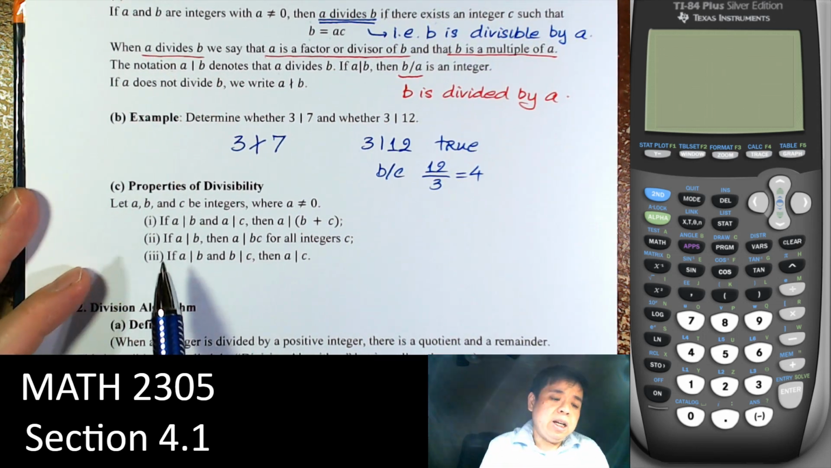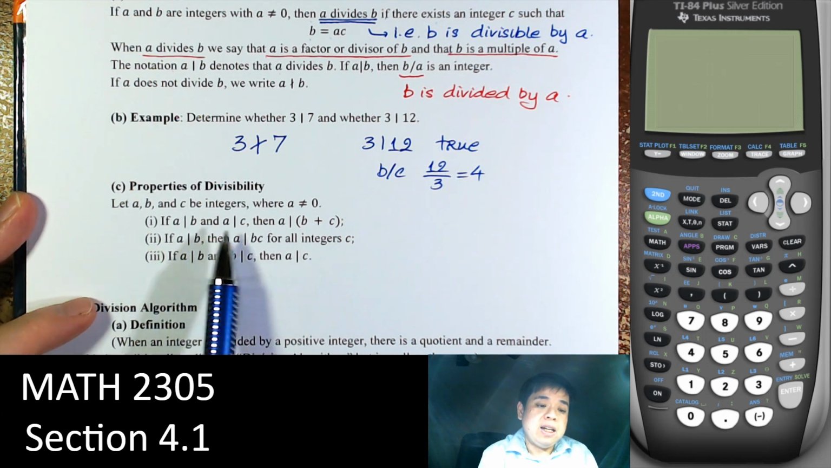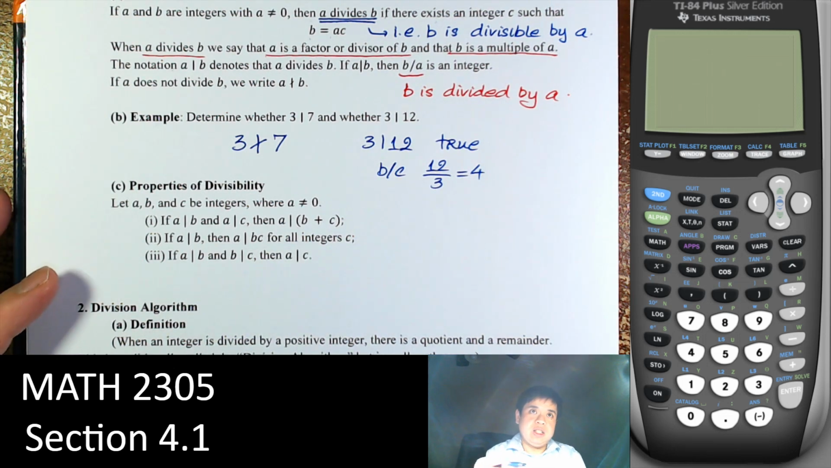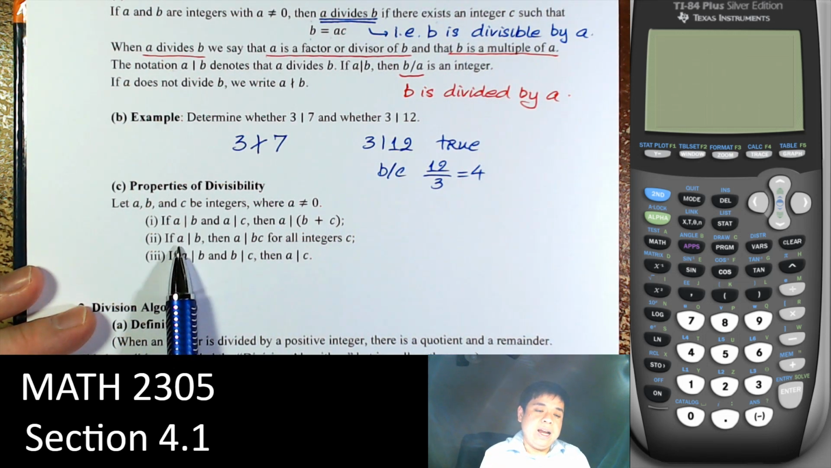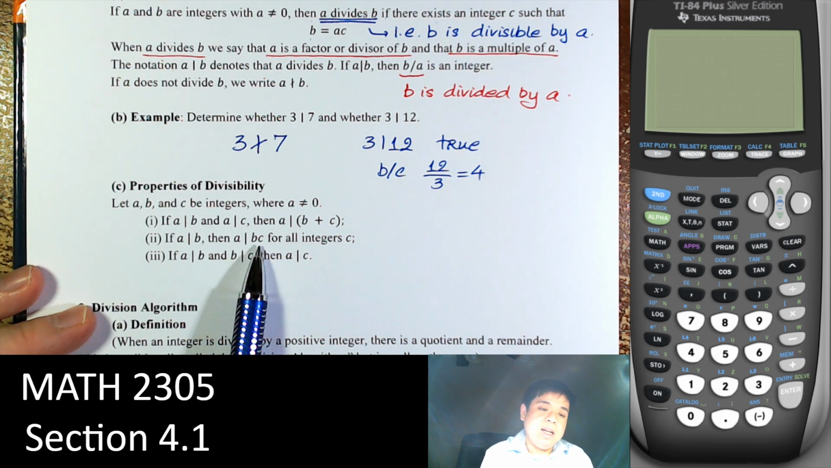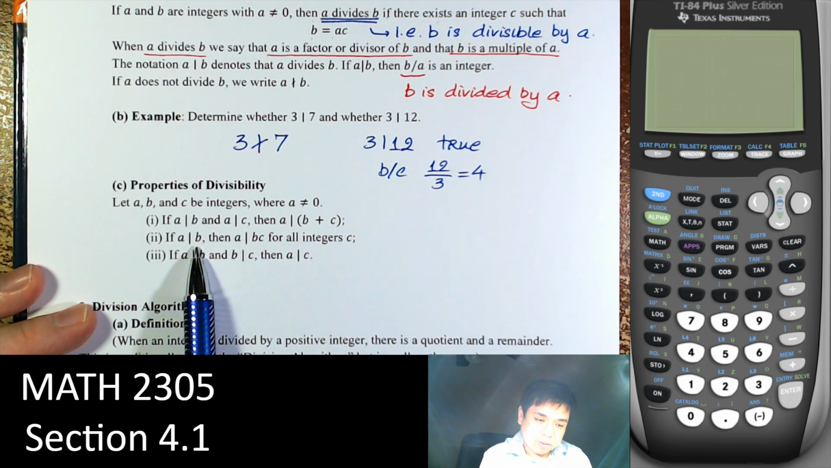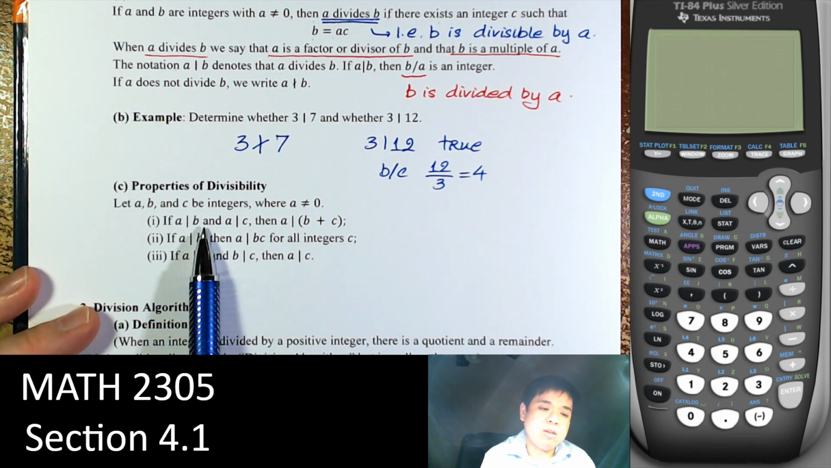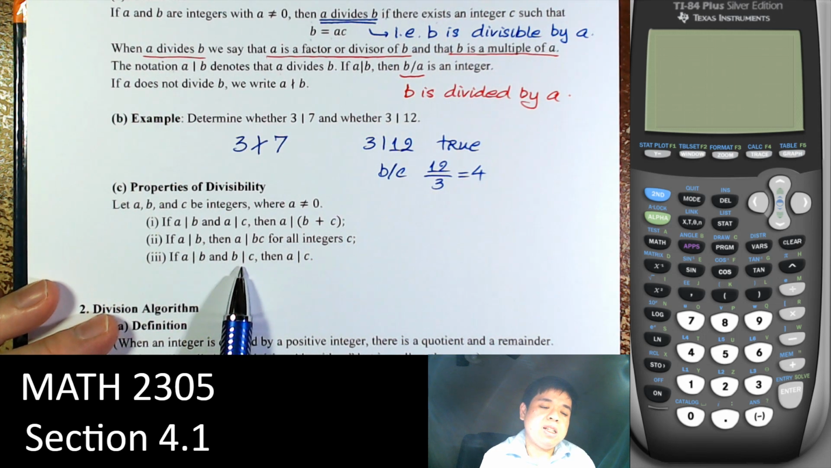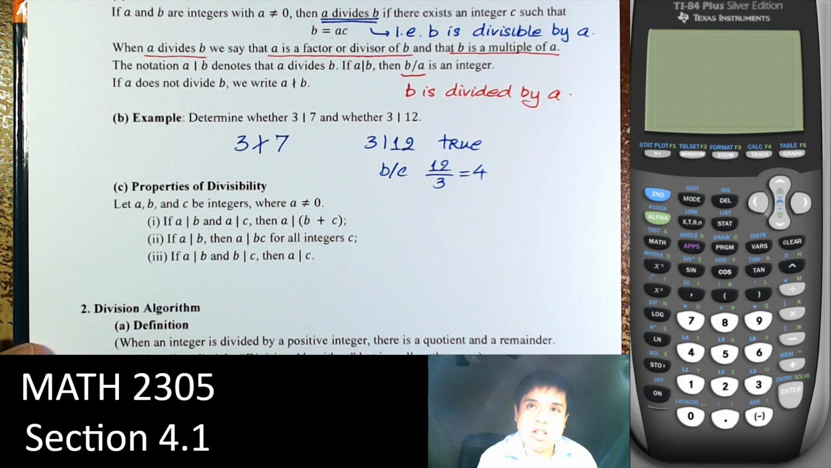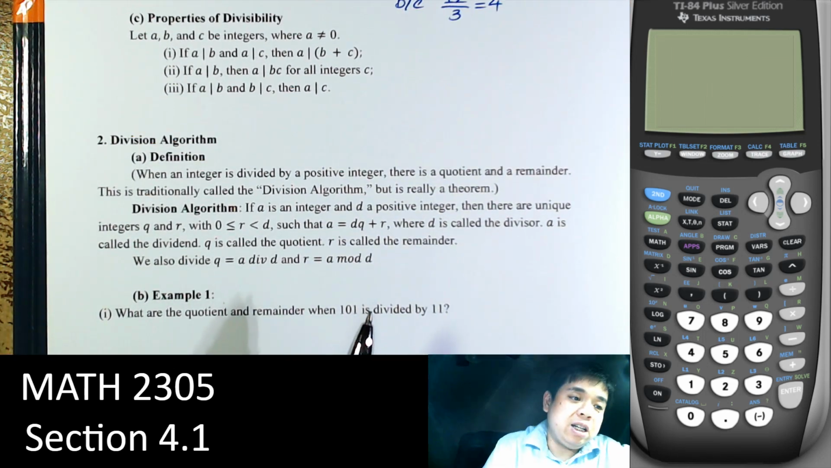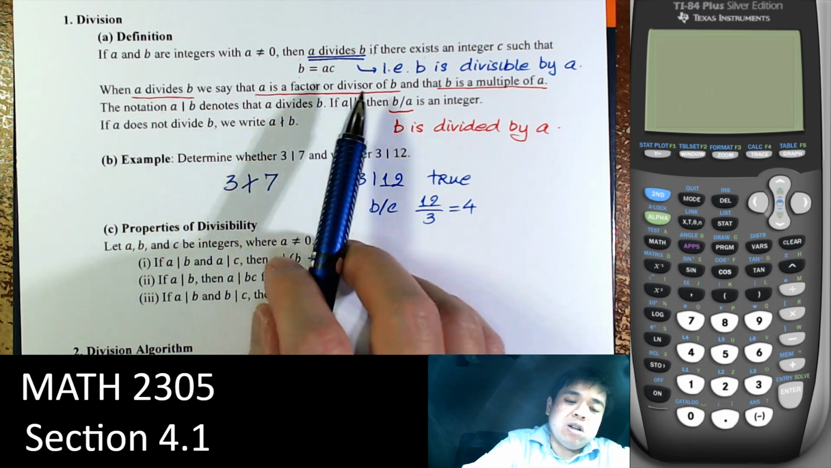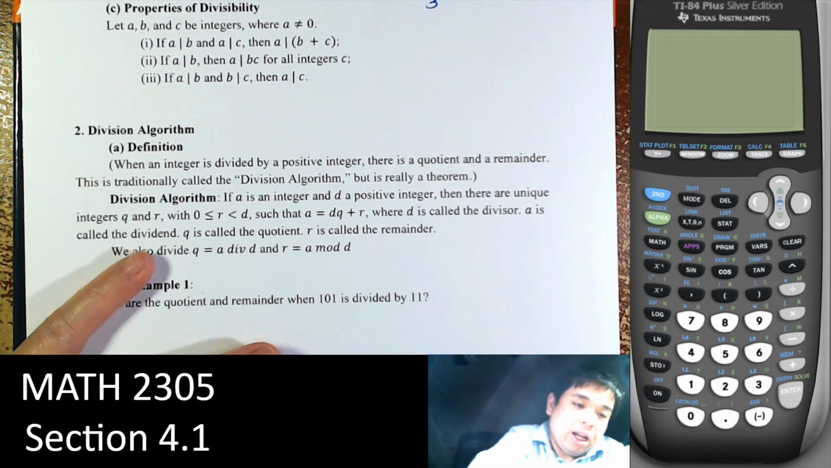Here are some properties. a, b, c are integers. If a divides b and a divides c, then a divides b plus c. If a divides b, then a divides bc; if a divides b, multiply it by anything and it still divides that product. If a divides b and b divides c, then a divides c. That's the transitive property. So that is how we call things: divides, factor, divisor, multiple. Those are the things we need to know.